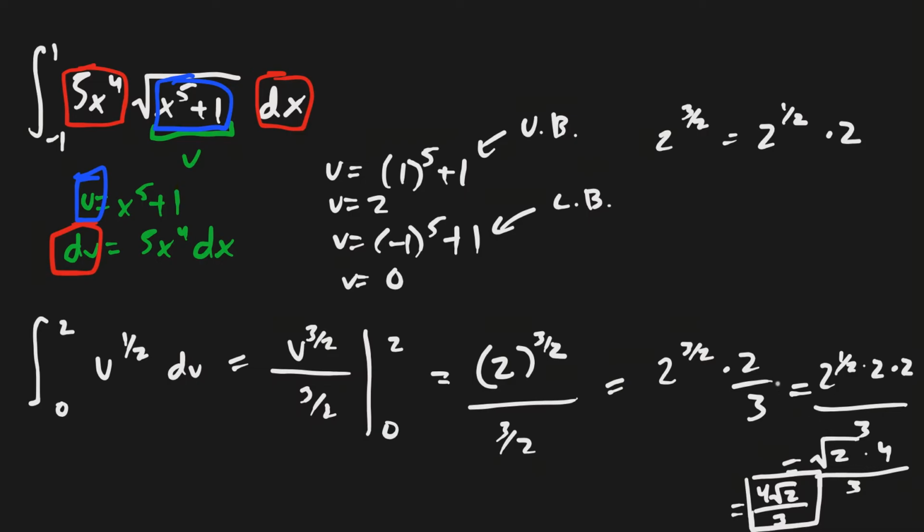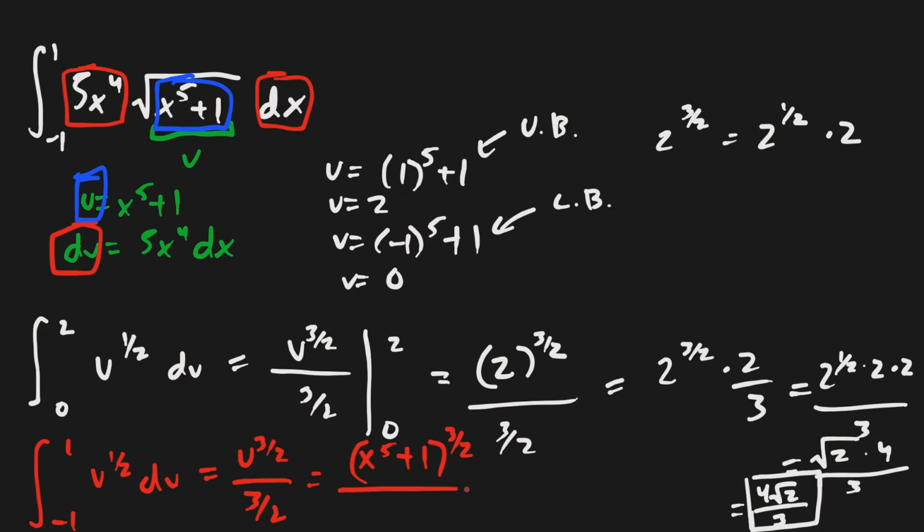Now, we could have done this a little bit differently as well, without changing the lower and the upper bounds of integration. We could have just left those the same, so that's just going to be 1 and negative 1. And then this is going to be u to the 1/2 power du. And then we'd still have u to the 3/2 over 3/2. But we cannot evaluate this at 2 and 0 just yet. We have to rewrite this in terms of x. So it's going to be x to the fifth power plus 1, raised to the 3/2, over 3/2. Now we can evaluate this at 1 and negative 1, since we have those bounds of integration.